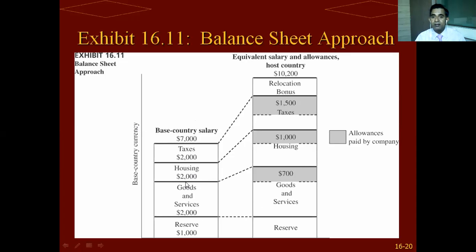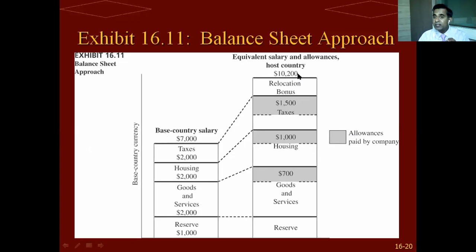Then goods and services. This employee used to get, let us say, $2,000 to purchase goods and services for living, and to buy the same type and amount of goods and services, he needs to spend $2,700 in that foreign country or host country. So this base country pays $700 allowances for goods and services. If we add up all this, the expatriate pay in host country becomes $10,200.